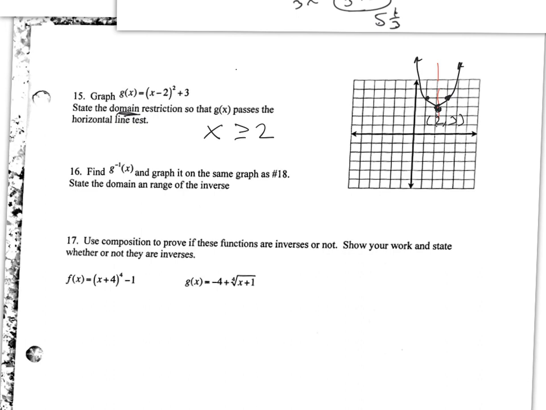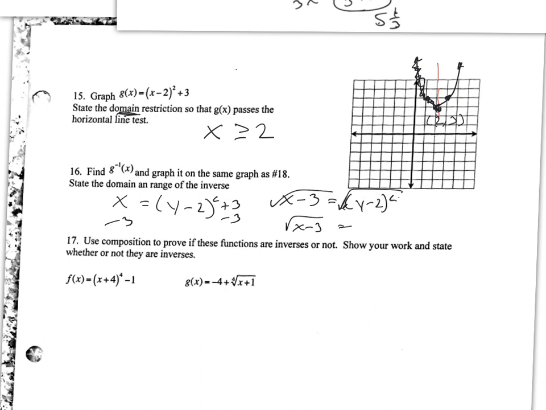Now that we've cut the graph in half, so basically this part of the graph we're just going to ignore, so it's not there. Now it passes the horizontal line test, and now we can find the inverse. So switch the x and y. x equals (y minus 2) squared plus 3. Get this 3 out of the way. x minus 3 equals (y minus 2) squared. Take the square root.